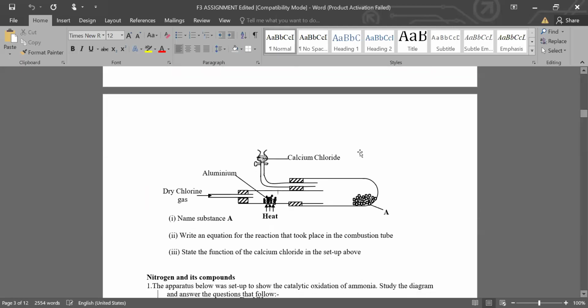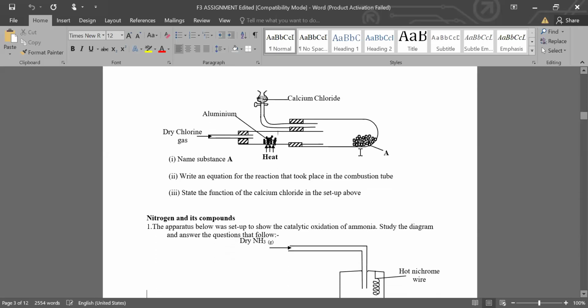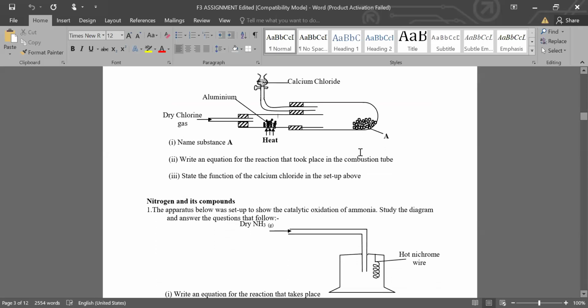The question number 1 there is about reacting chlorine with the aluminium. From the diagram, we can see that the aluminium reacts with the chlorine, and the product that is formed at the far end has the ability to sublime. It is formed far away from where the reaction is taking place.